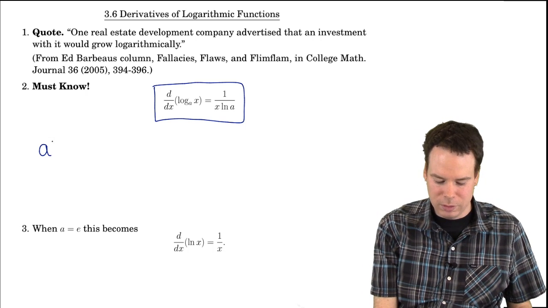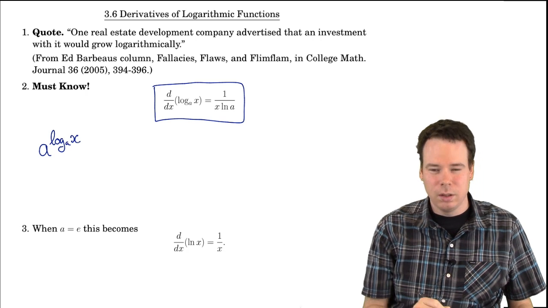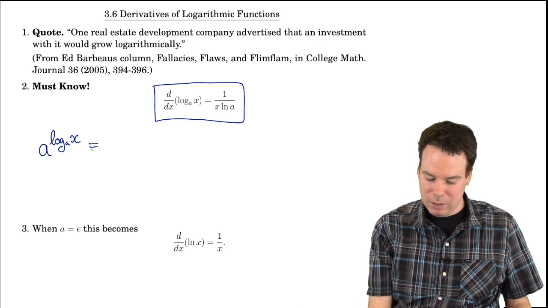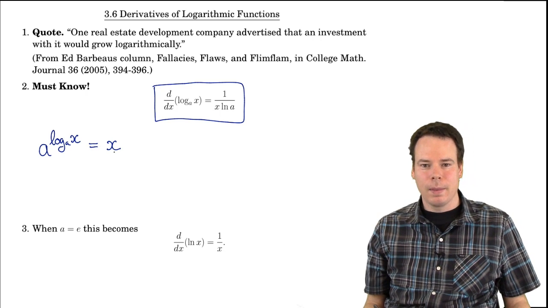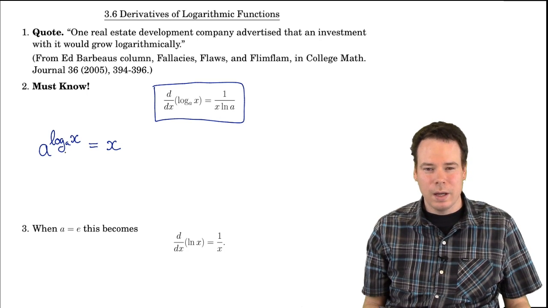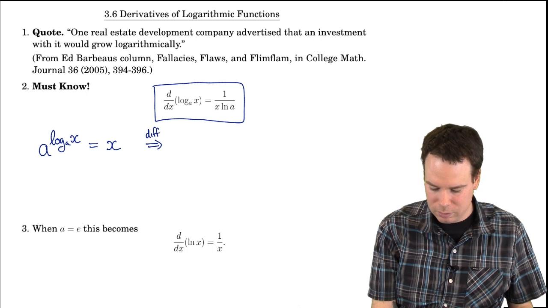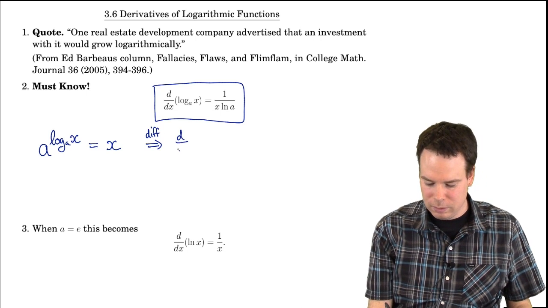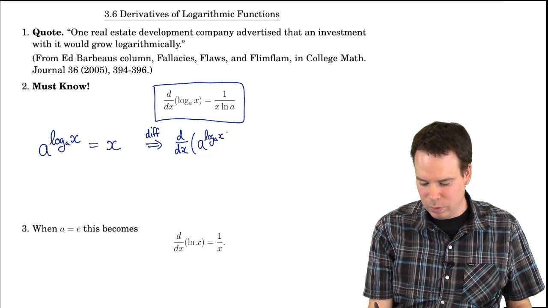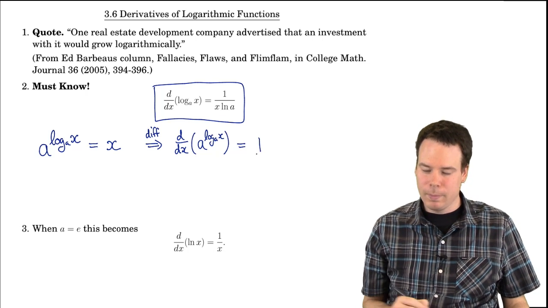So the first thing I'm going to do is say, well, the composition of the exponential function of base a with the logarithmic function of base a at x must be equal to x. They have to undo one another. So now I've got this equation. I can differentiate through it with respect to x. So we differentiate with respect to x, and what happens? Well, we get the derivative of the left-hand side, and that should be equal to the derivative of the right-hand side, which is just 1.